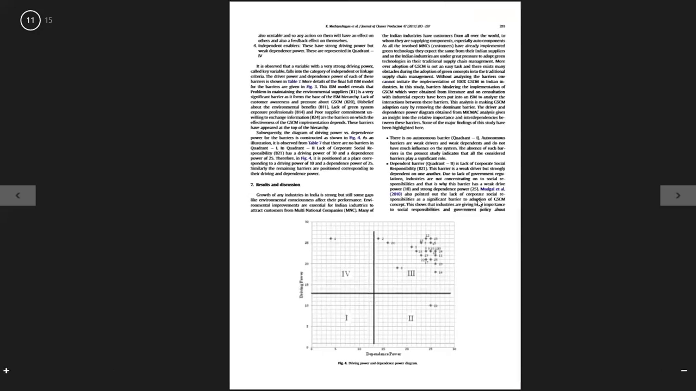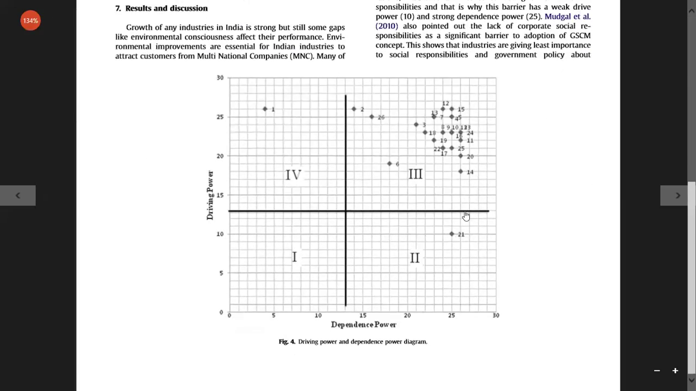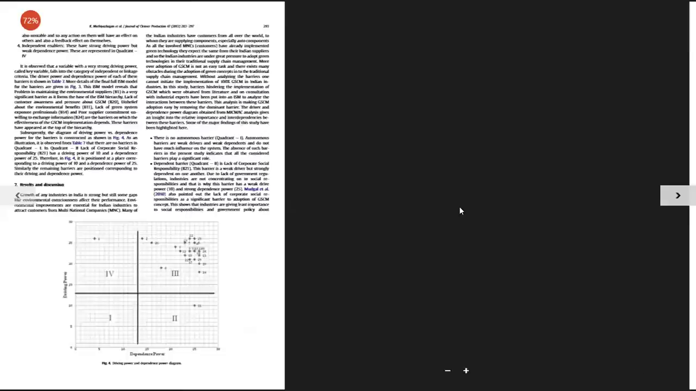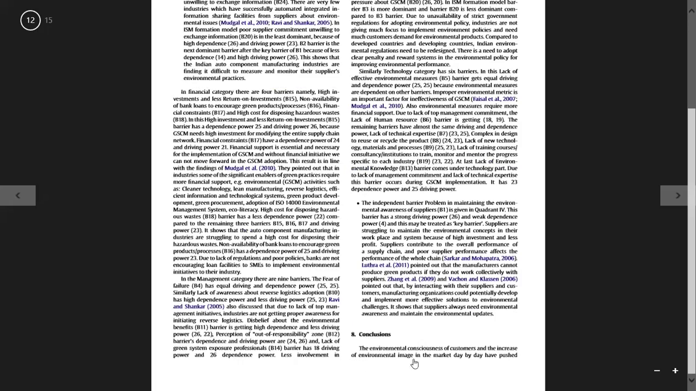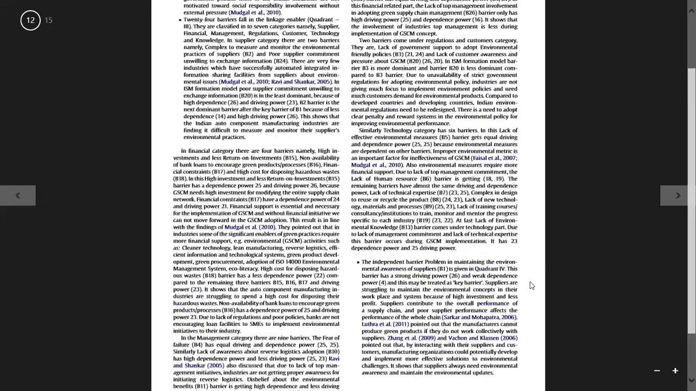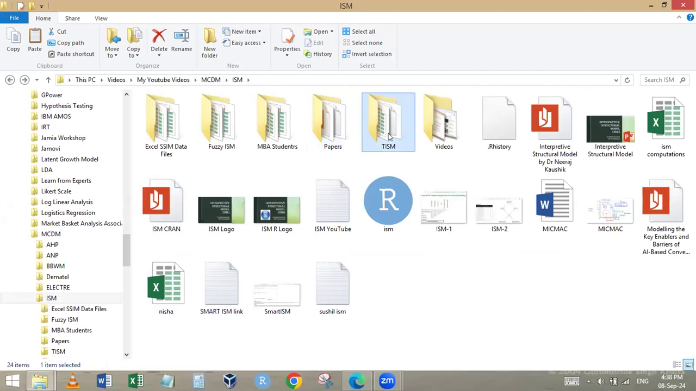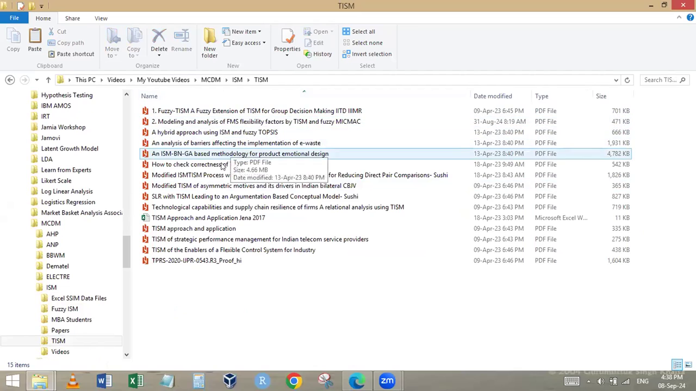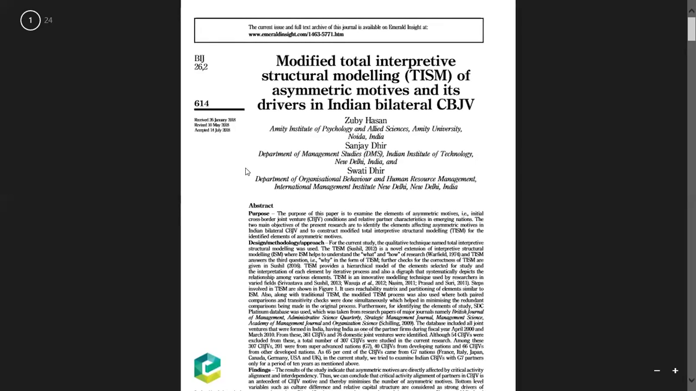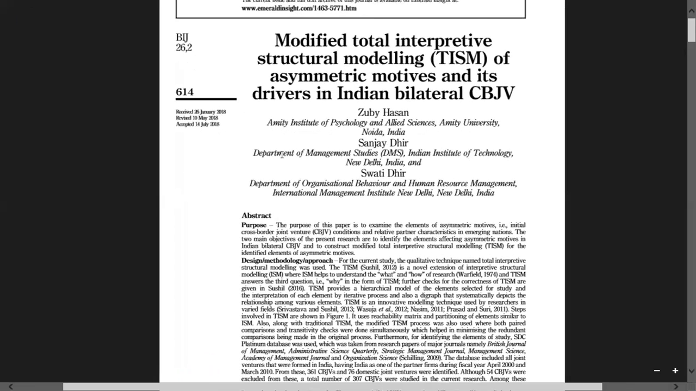Go ahead with that. There will be a MICMAC. Make this MICMAC and write the results, etc., and the conclusion. That is the second paper. So this was all about ISM. Let me show you one or two papers of TISM, and how TISM is different from ISM. Let me see. This is a modified total ISM of asymmetric motive, traversed in the Indian bilateral CBJV.